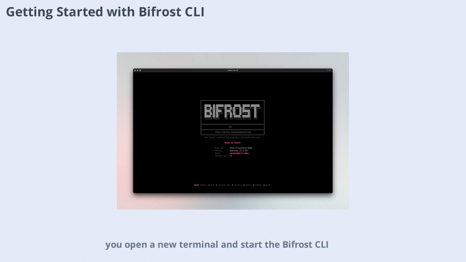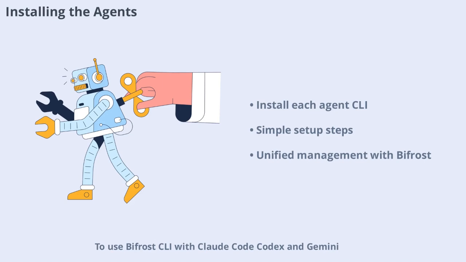Once the gateway is running, you open a new terminal and start the Bifrost CLI. The CLI guides you through an interactive setup, letting you choose your gateway, harness, and model. No more manual configuration files or environment variables. Just a streamlined, guided process that gets you up and running quickly. To use Bifrost CLI with Claude Code, Codex, and Gemini, you'll need to have each agent's CLI installed. The process is straightforward. Install Claude Code, Codex CLI, and Gemini CLI using their respective commands. Once installed, you can launch each agent directly, but the real magic happens when you connect them through Bifrost CLI, allowing for unified management and flexible model selection.